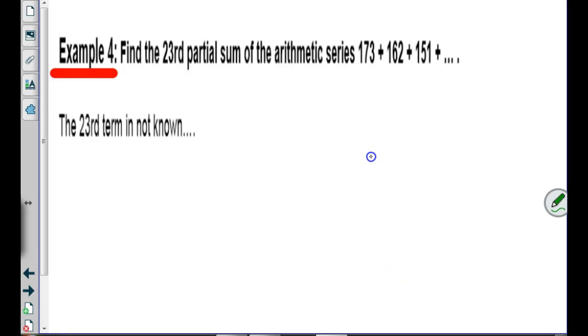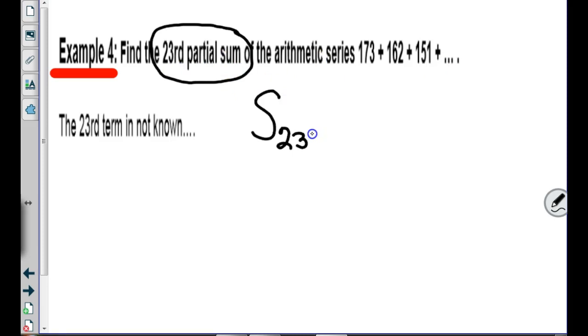Because most of the time they'll do this. They're not going to tell us the first and last term and how many terms. We talked about this vocabulary yesterday. Do you remember? It's because it has the dot, dot, dot here. This 23rd partial sum means simply the sum of the first 23 terms, okay? Don't let that vocabulary mess you up.